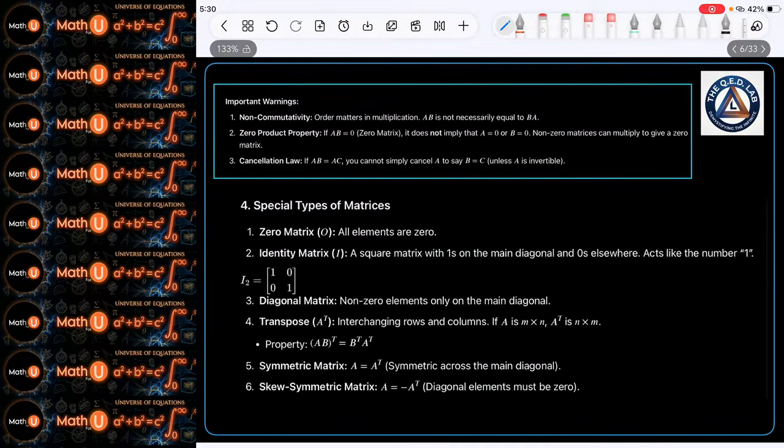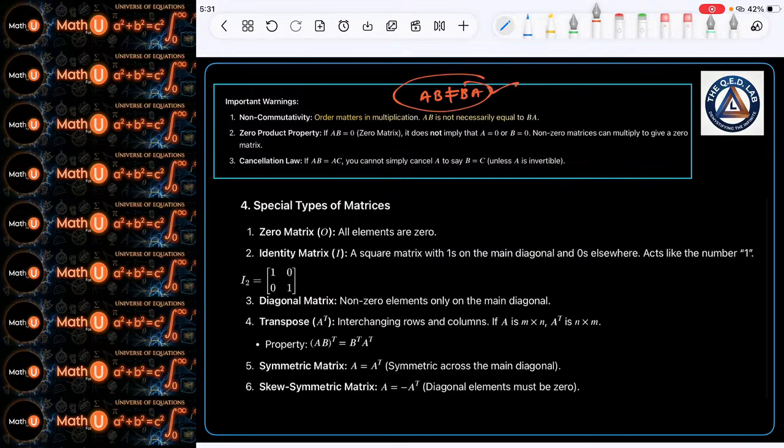Okay, next, you always remember these points, very important. In multiplication, order matters. If the order is interchanged, then AB is not necessarily equal to BA. You should remember this one. Order matters in multiplication. In general, AB is not equal to BA. You should remember this one, very important.